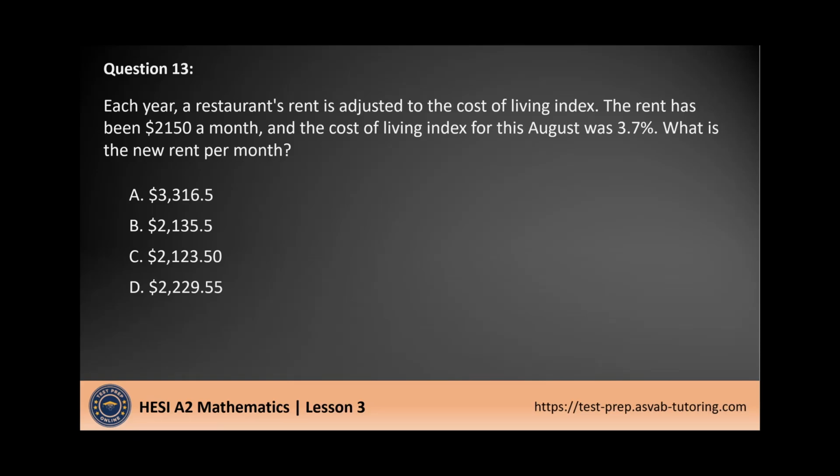So let's do 3.7%. Turn that into a decimal by moving this 2 places to the left. Fill in our 0. So 3.7% equals 0.037. We're going to multiply that by 2150. 0.037 times 2150. Okay, we'll do that off to the right.